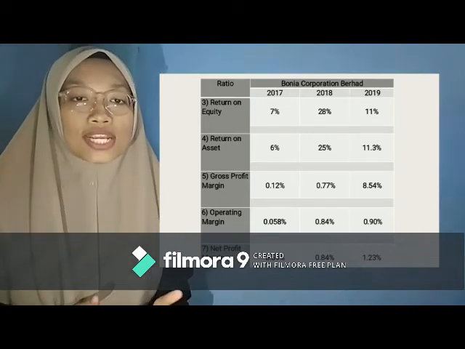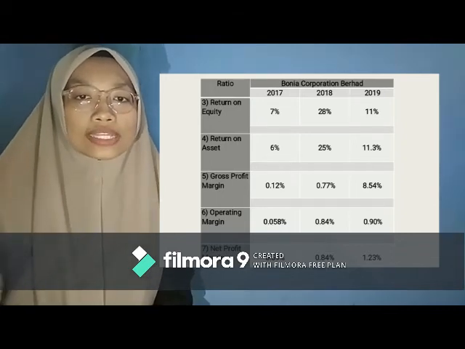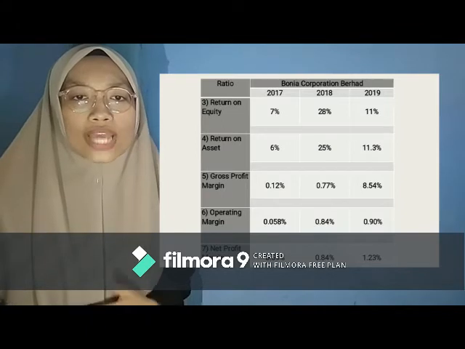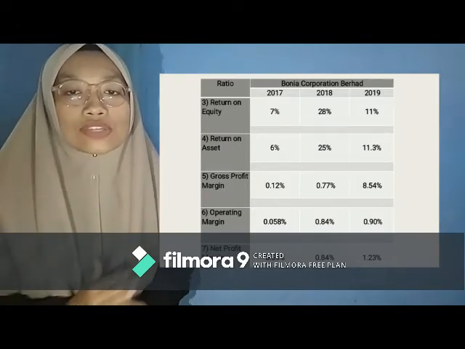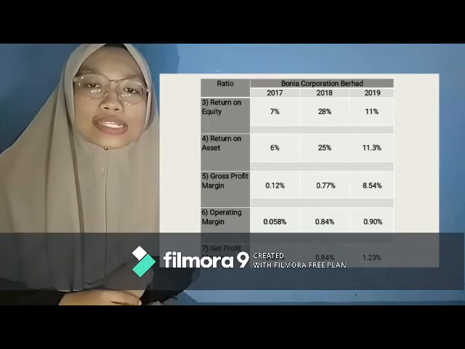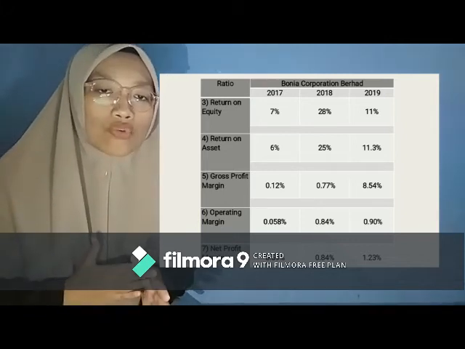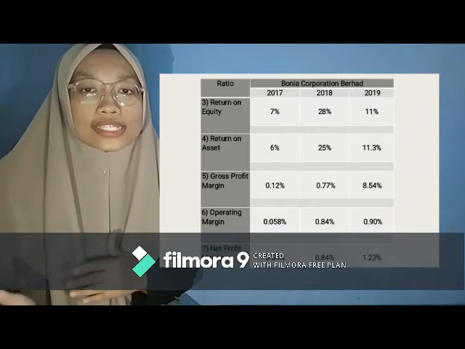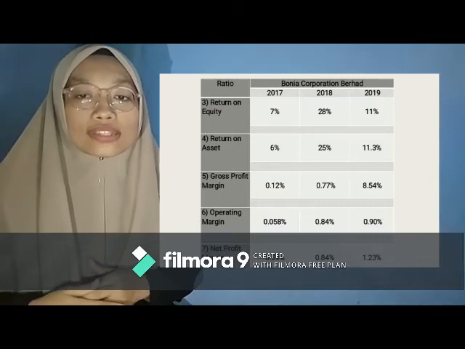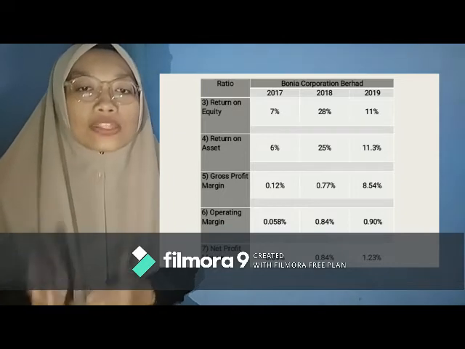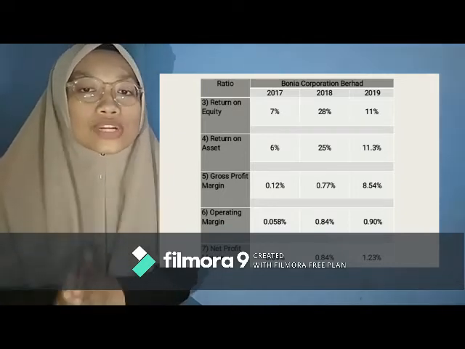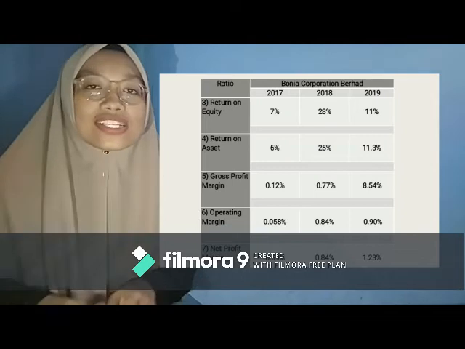For operating margin, the profitability ratio measures what percentage of total revenue is made up by operating income. In 2019, which is 0.90%, the company makes more from each sale than 2018 and 2017, which is 0.84% and 0.58% respectively. It shows that the company controls its costs and expenses efficiently.